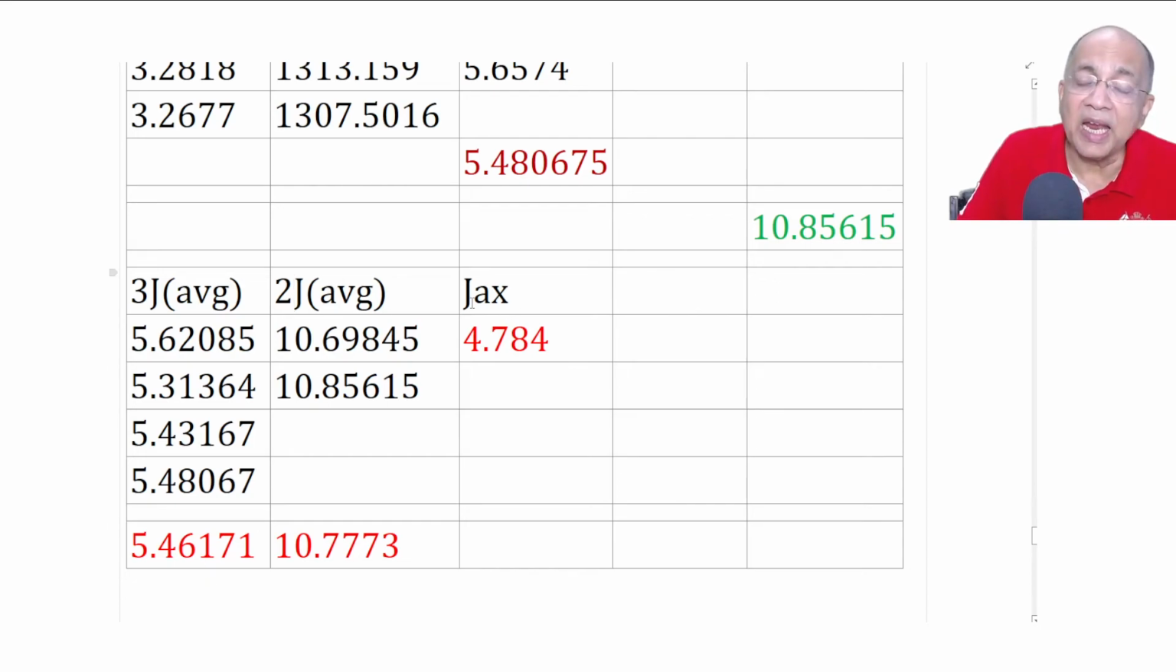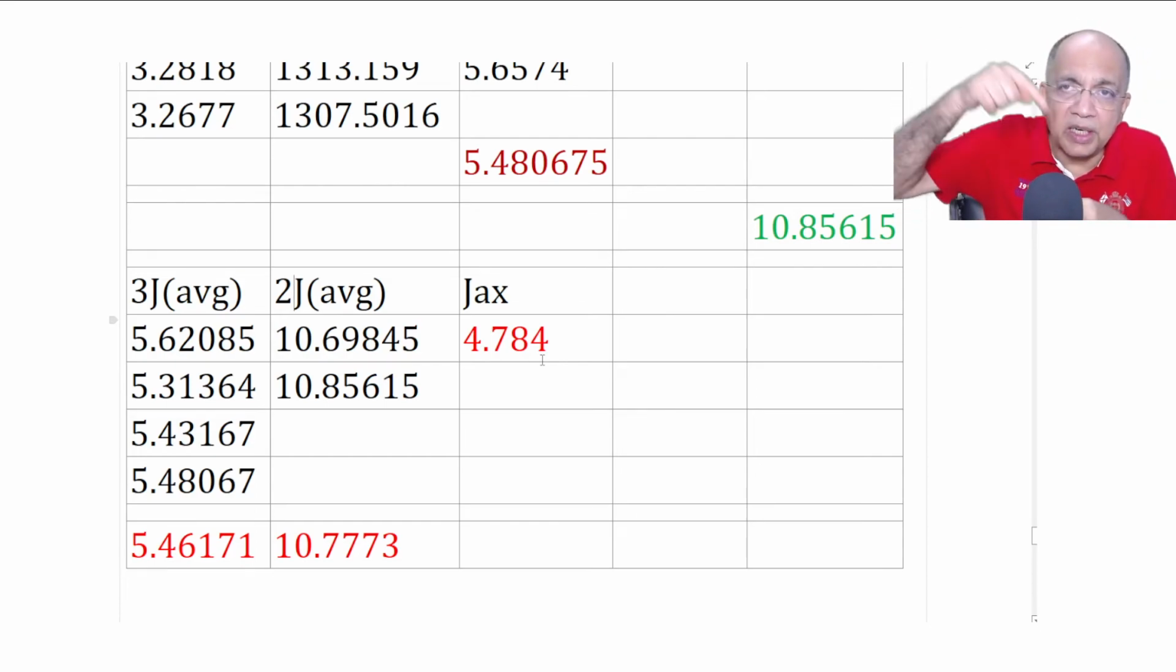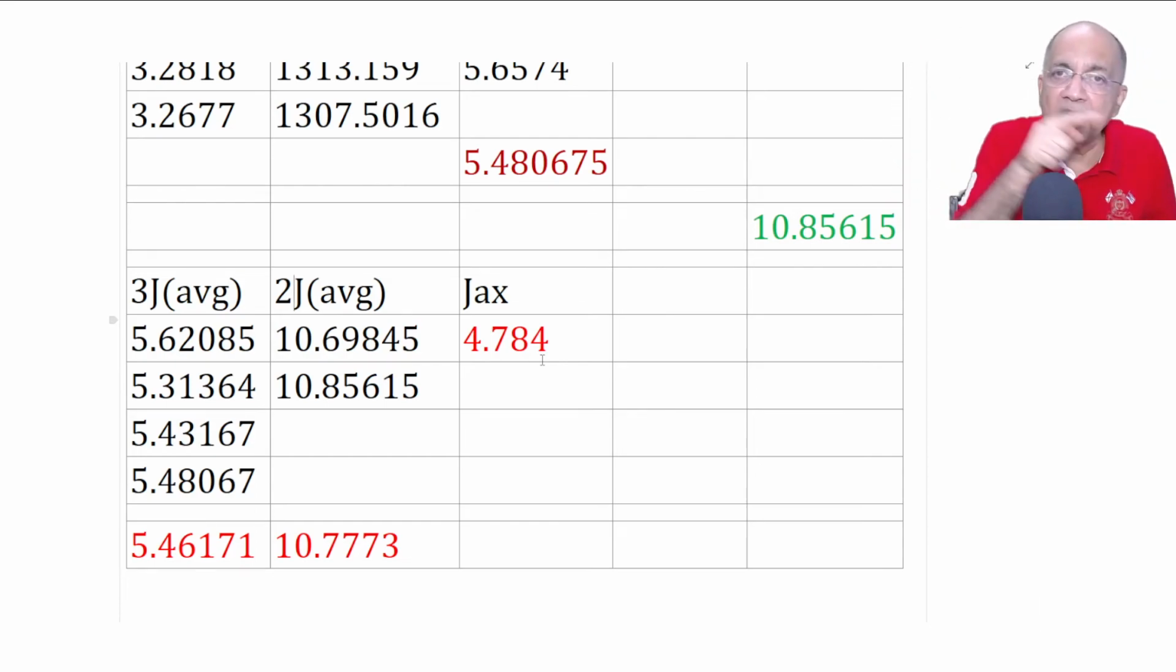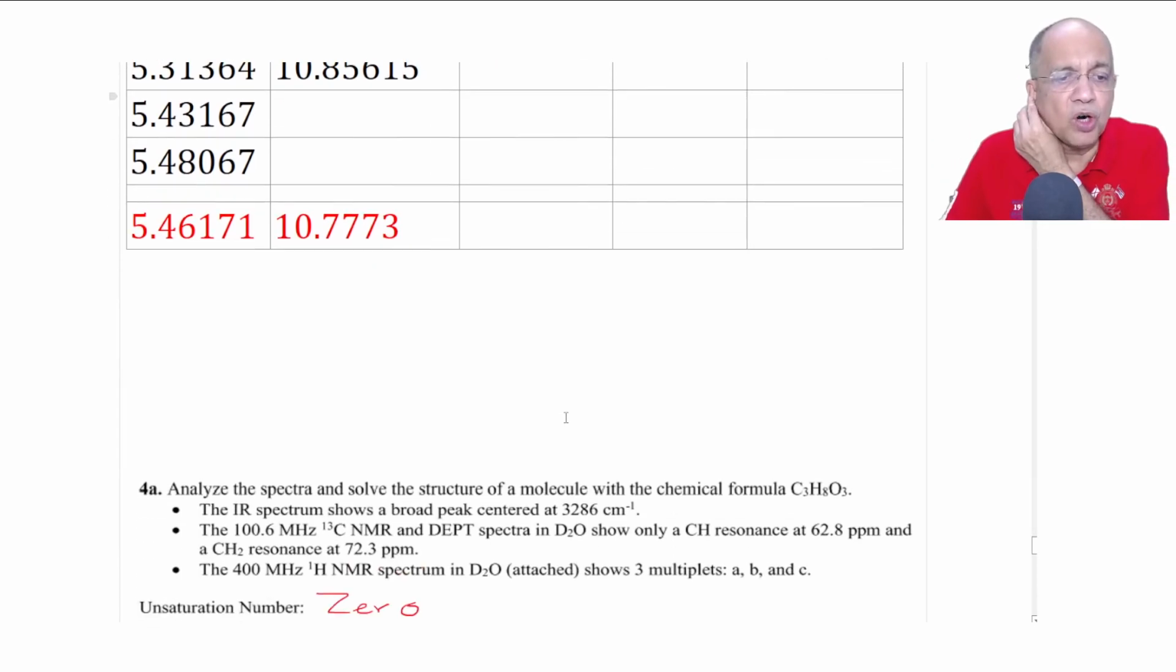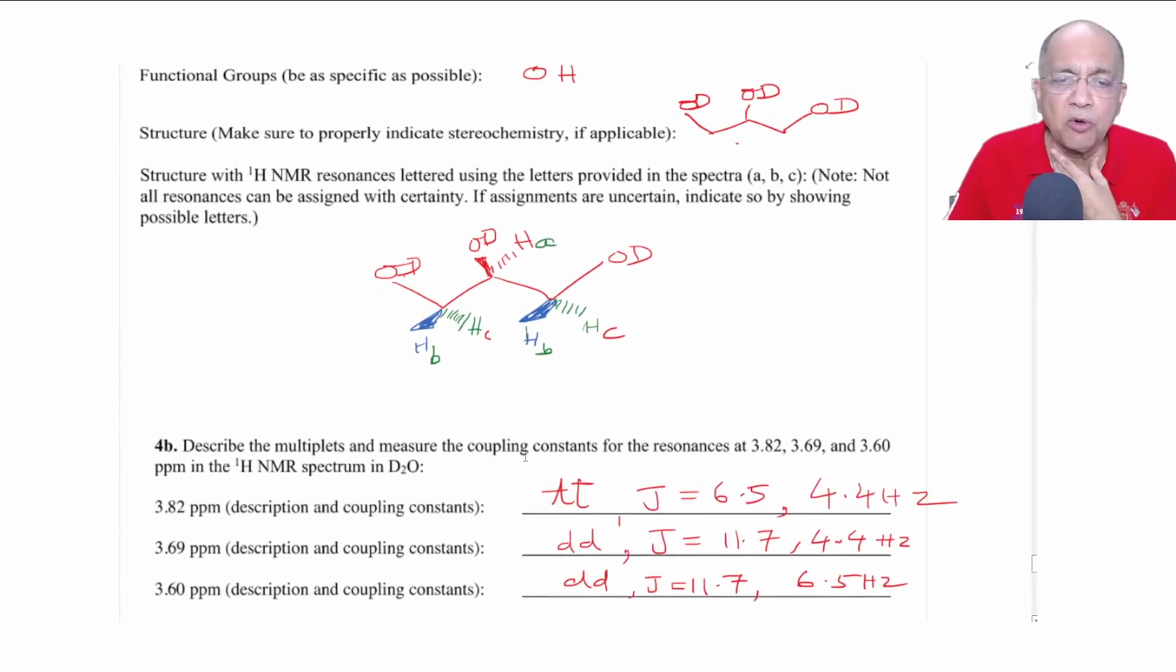And JX, which is unique, that is a doublet, the only solitary OH in the middle coupling with the CH, that has a different J value. All other J3 is also J3, but that is unique. All other J3 values are more or less the same, and they have been averaged to 5.4, and J2, BC has been averaged to 10.7, and so on. So all these things we have already discussed.